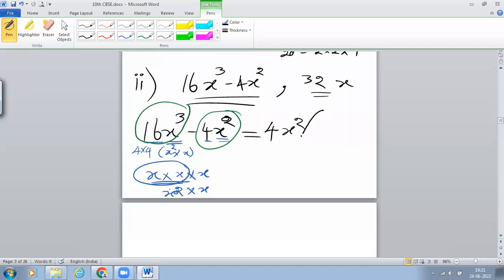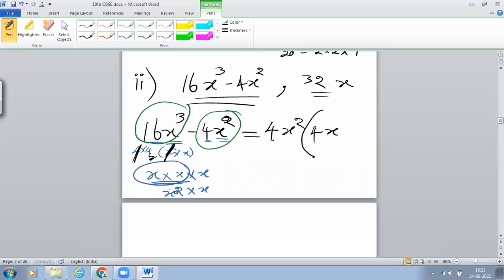So I'm taking 4x square common outside. If 4x square is taken common outside, what is remaining here? One 4 will be remaining. So I'm going to put 4. Minus, listen carefully, 4. And here one 4 is taken outside. Listen carefully, ma. This 4 is taken common outside, and this x square is taken common outside. So what is remaining? 4 into x. So I'm going to write here 4x.